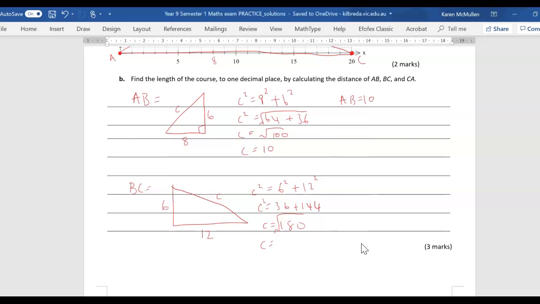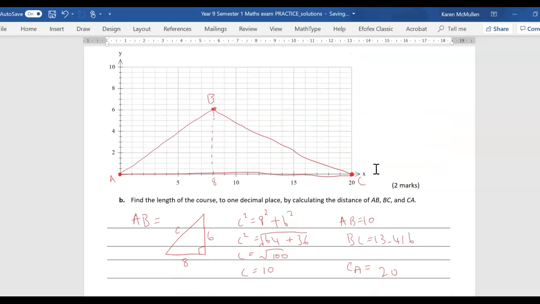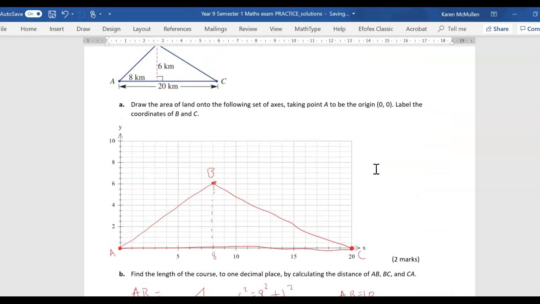All right, so we get 13.416. Doesn't say, oh, to one decimal place, so we'll do that in a sec. So BC equals 13.416 and CA, no, is 20. So we just add them all up. So the total length is 10 plus 13.4 plus 20. So 30, so it's 43.4, and it's probably in kilometers. Does it say kilometers? Yeah.